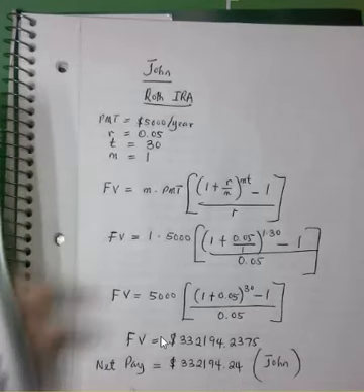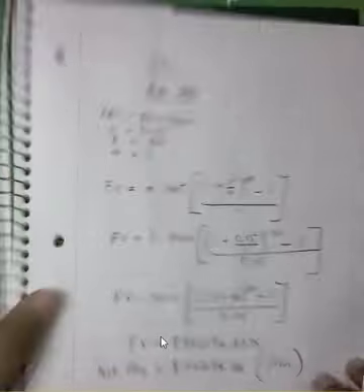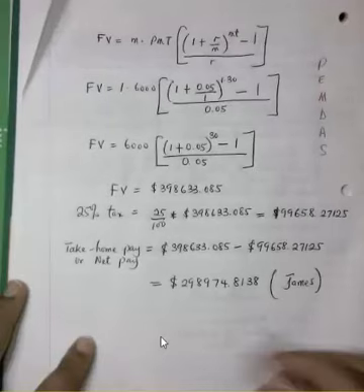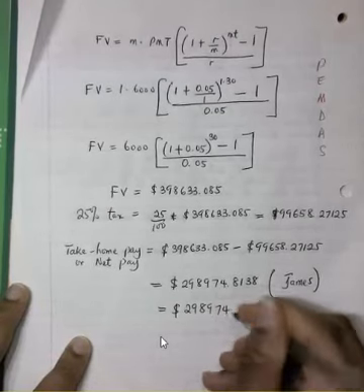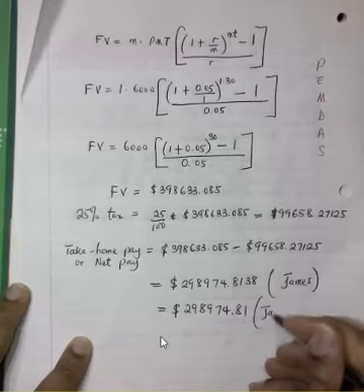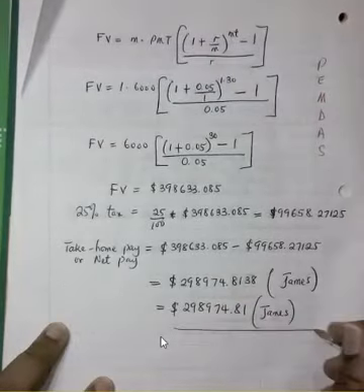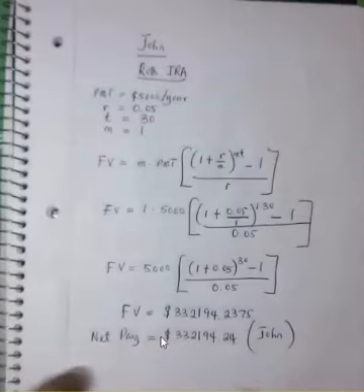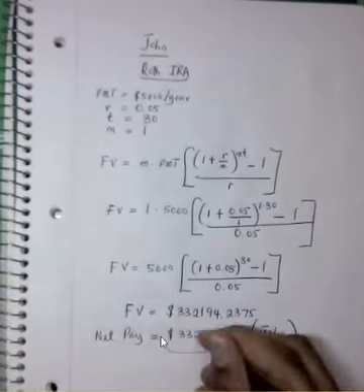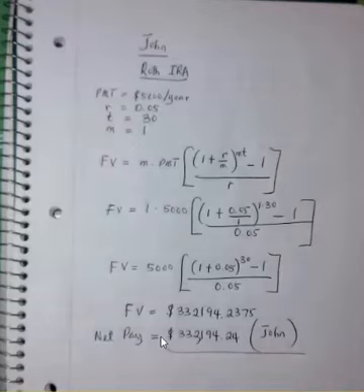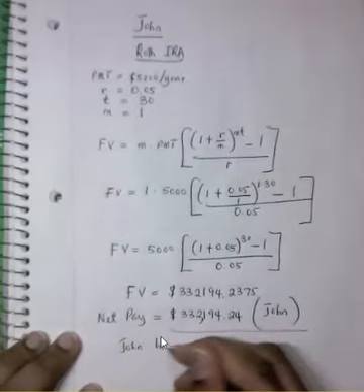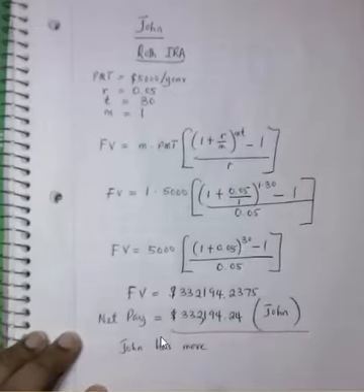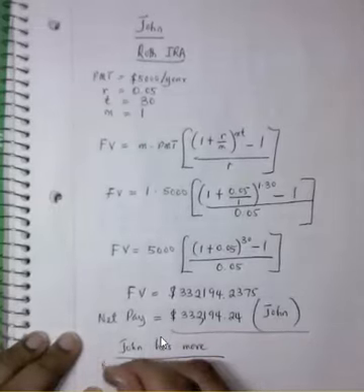But for James, the net pay will be 298,974.81. So this is the net pay for James, and this is the net pay for John, $332,194.24. So John has more money. By how much?